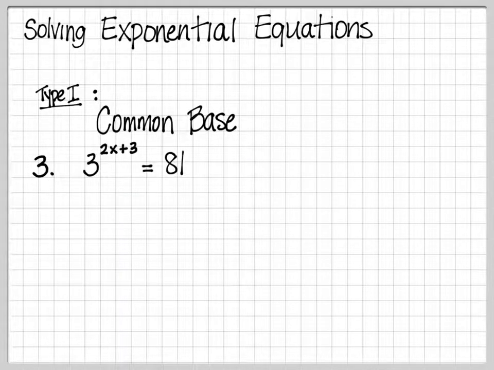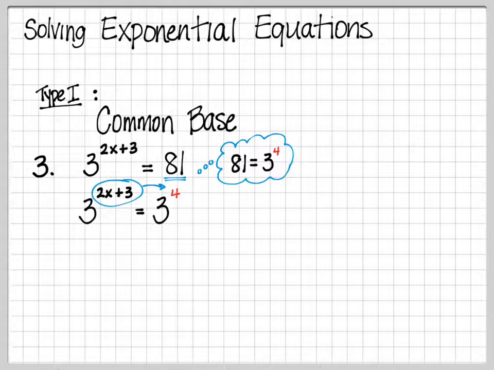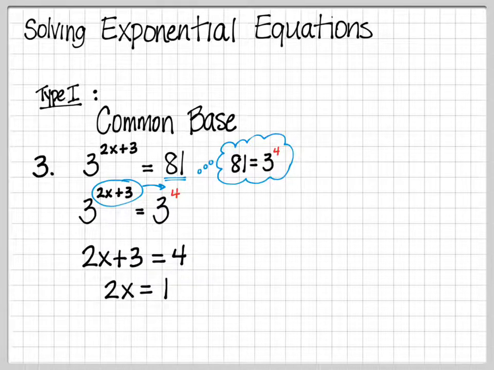Problem number 3. I've got 3 to the 2x plus 3 equals 81, and we recognize that 81 happens to be 3 to the 4th, so I rewrite that with common bases. 3 to the 2x plus 3 equals 3 to the 4th. So those two exponents are equal, meaning 2x plus 3 equals 4. We're going to solve for x by subtracting 3 from both sides and then dividing by 2. And we have the end of it.